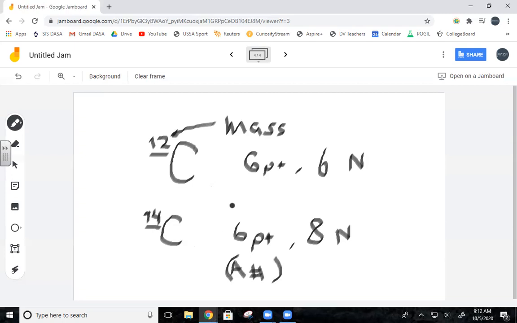Cool? Sure. All right. That is that. I want you to pull out your laptops, go to the POGLE Isotopes activity that is due on Friday, and let's get started on it.